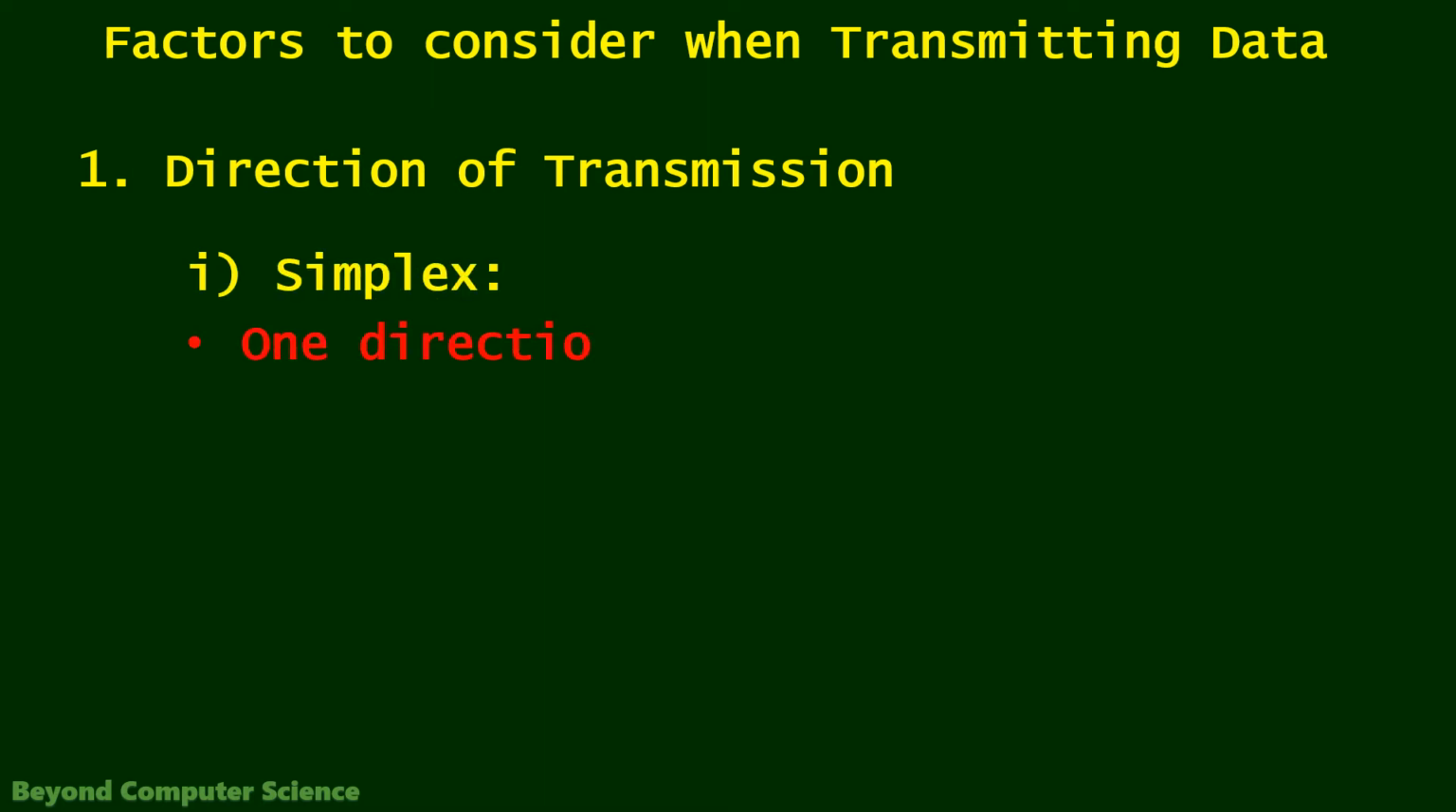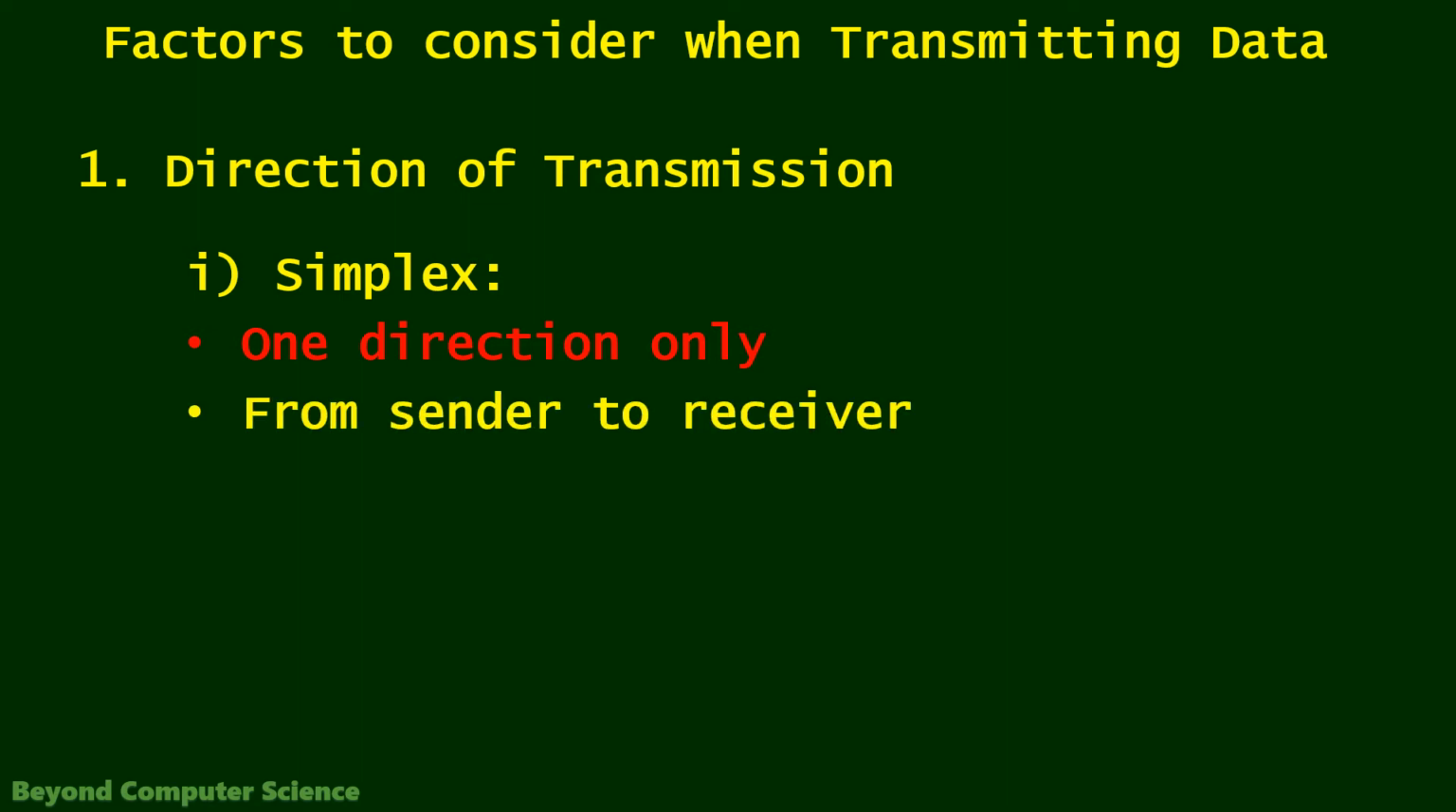What happens in simplex is that between the devices, transmission can be in one direction only. Okay, so you have a sender and a receiver, and the sender will always send data and the receiver will always receive data. There will never be a point when the receiver will start to send data or the sender will start to receive data. The sender is by default a sender and the receiver is by default a receiver, and they will only send and receive accordingly.